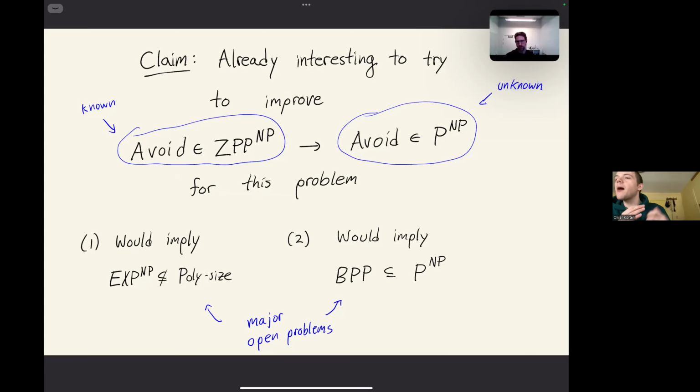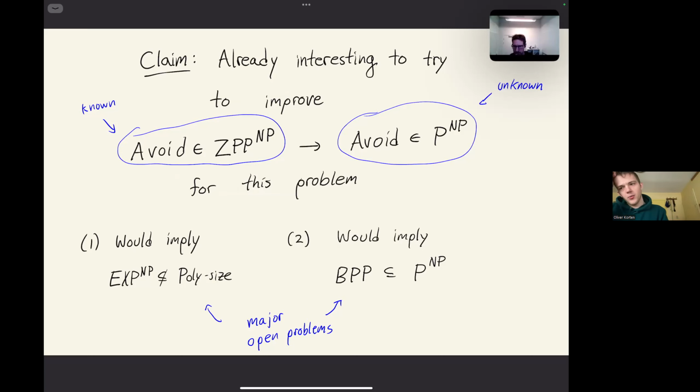But I claim for this problem, it's already interesting to study things under this stronger notion of reduction called a P to the NP reduction, where I can have a polynomial time algorithm that can solve SAT in unit time, which is obviously not a realistic model of computation. And my claim here is that it would already be extremely interesting to improve this upper bound of ZPP to the NP to an upper bound of P to the NP.